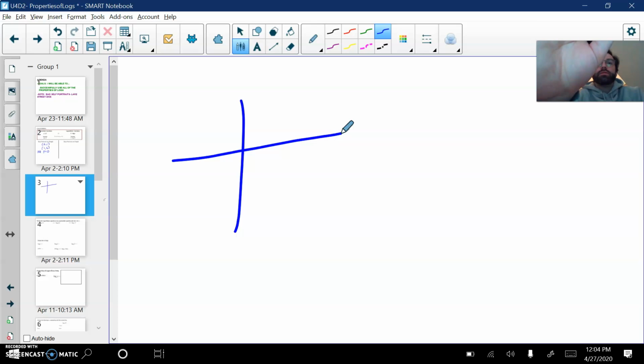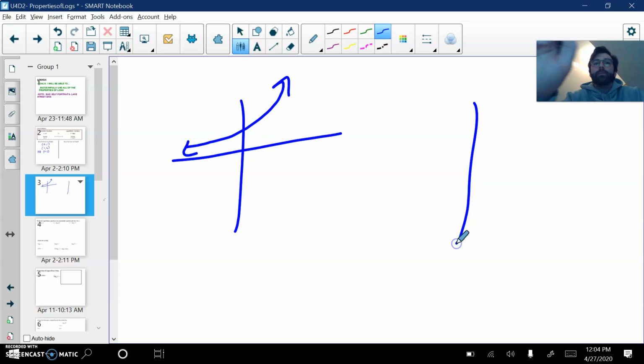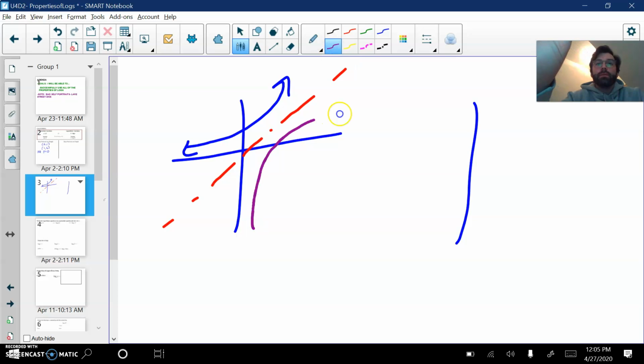Our exponential function looked like this from our last lesson. Well, the line y equals x is right there. The logarithmic function is going to look like that. Okay, so they're inverses of each other, inverse operations of each other to a certain extent. Okay, one undoes the other, kind of.